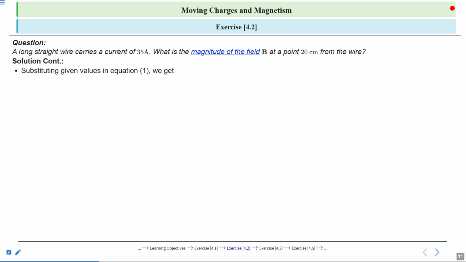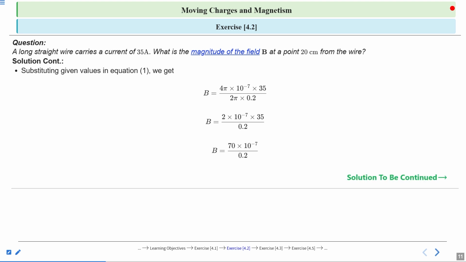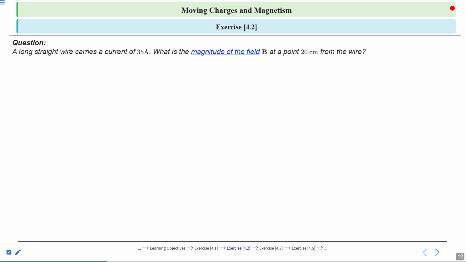So substituting given values in equation 1, we get B equal to 4 pi into 10 to the power minus 7 into 35 upon 2 pi into 0.2. So pi and pi get cancelled out, and 2 and 4 also get cancelled out, and it will result in 2. So 2 into 10 to the power minus 7 into 35 upon 0.2. So B equal to 70 into 10 to the power minus 7 upon 0.2, and 0.2 will become 2 upon 10.